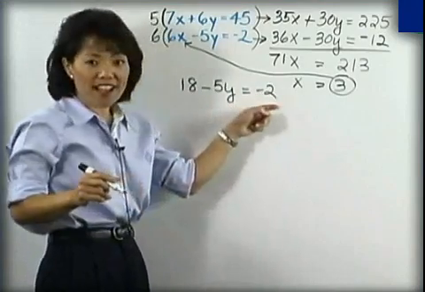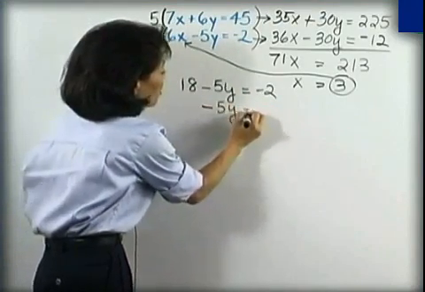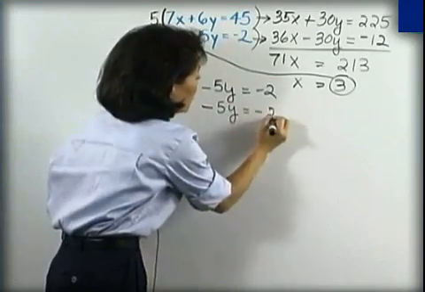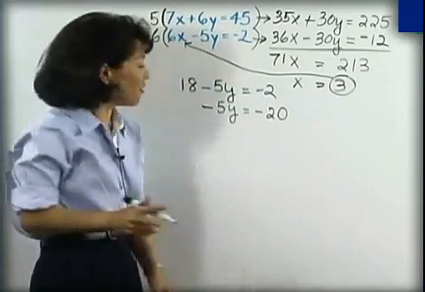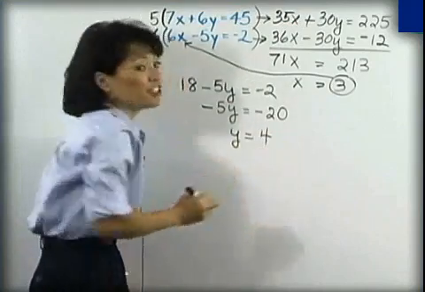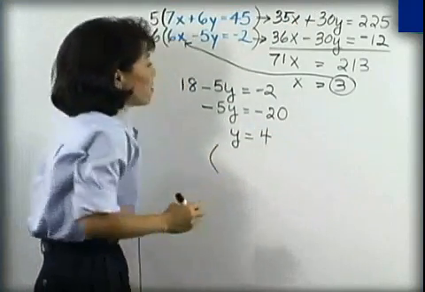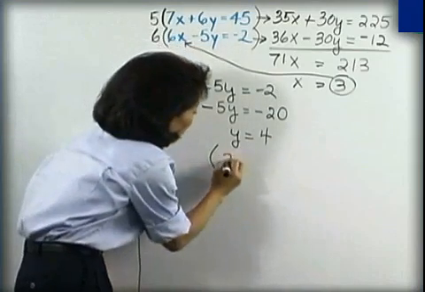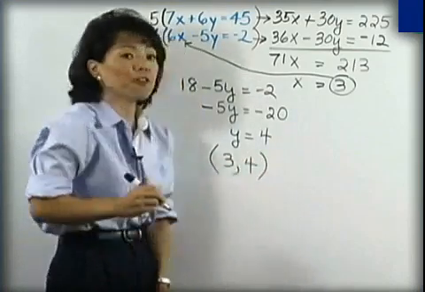Subtracting 18 from both sides gives me negative 5y is equal to negative 2 minus 18, negative 20. Finally, dividing both sides by negative 5 gives me y is equal to positive 4. So what does this mean? This means that for this system of equations, my solution is the ordered pair 3, 4.